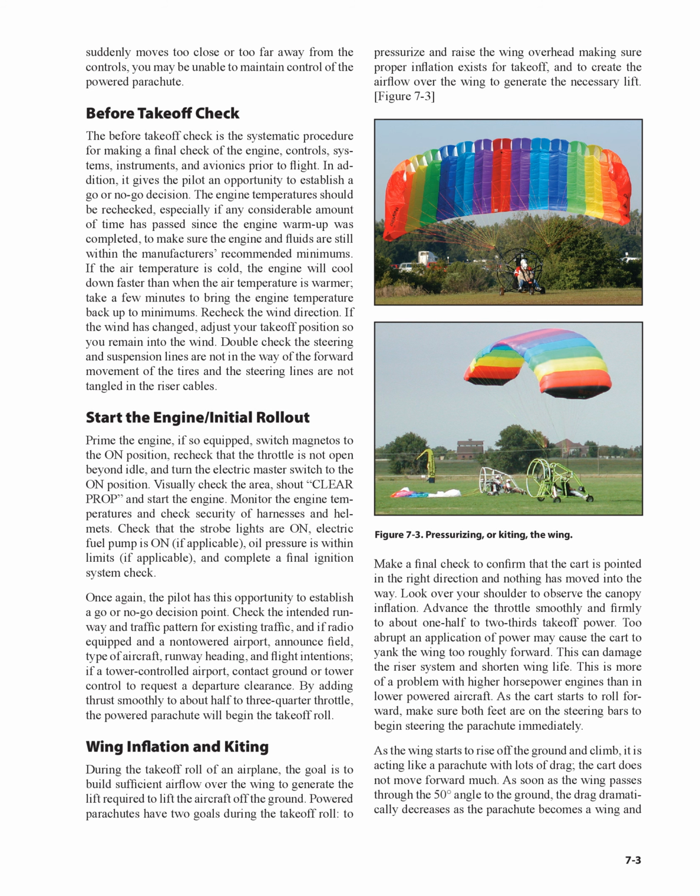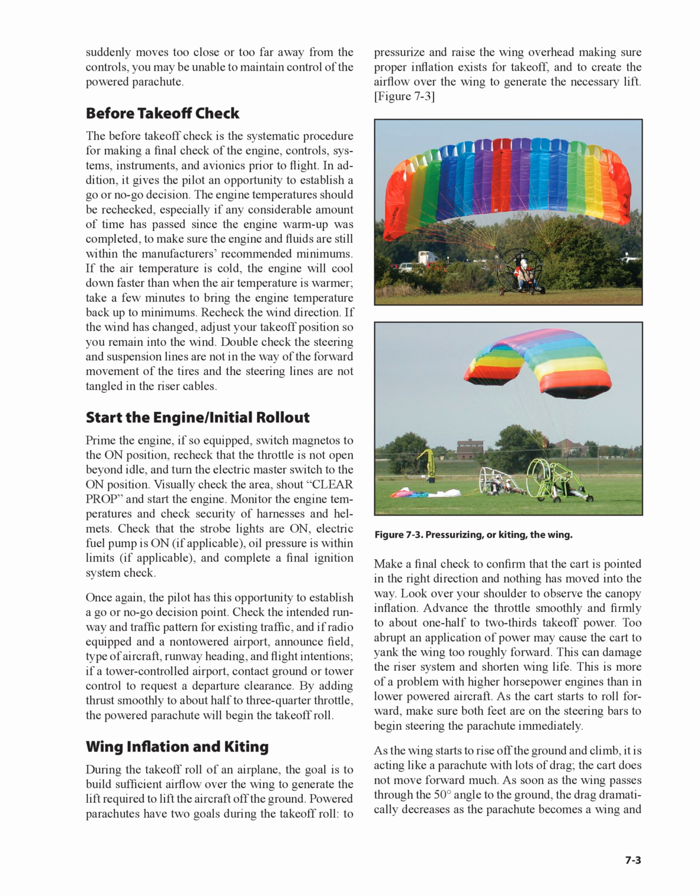Wing inflation and kiting. During the takeoff roll of an airplane, the goal is to build sufficient airflow over the wing to generate the lift required to lift the aircraft off the ground. Powered parachutes have two goals during the takeoff roll: to pressurize and raise the wing overhead, making sure proper inflation exists for takeoff, and to create the airflow over the wing to generate the necessary lift.